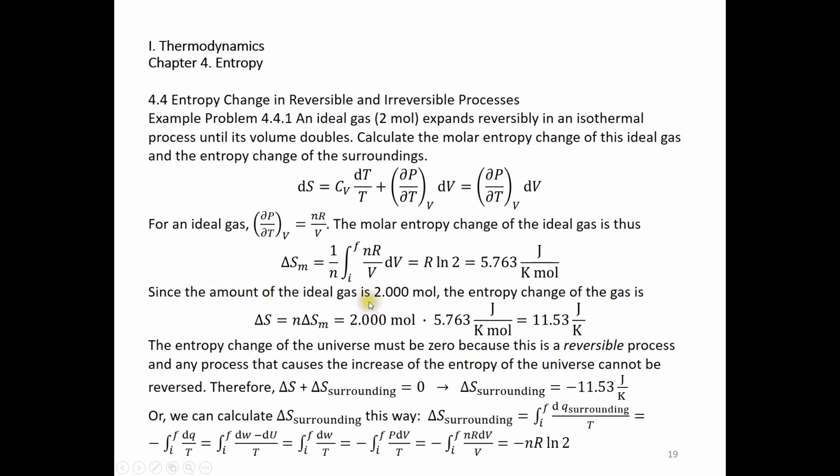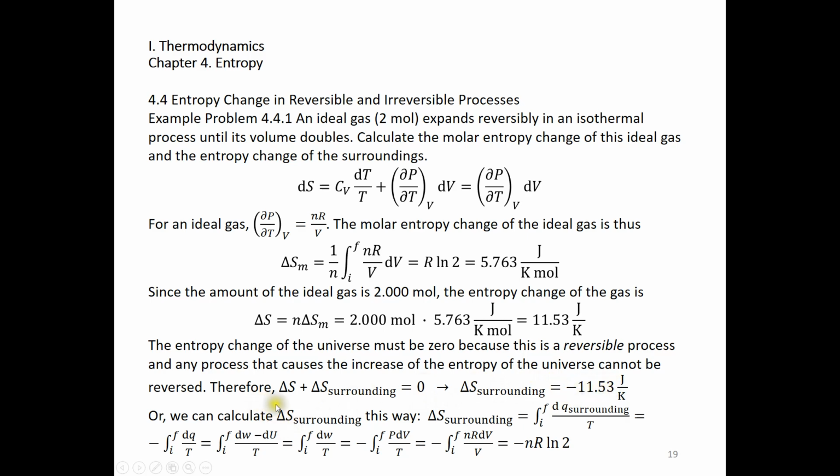Since the amount of the ideal gas is 2 moles, we can also compute the entropy change of the gas. Just 2 moles times the molar entropy change, we get 11.53. What about the entropy change of the universe? It has to be 0 because this is a reversible process. In a reversible process, the entropy change of the universe must be 0. And therefore, we can just write out this equation. Delta S plus delta S surroundings has to be 0. Therefore, delta S surroundings should be negative 11.53.